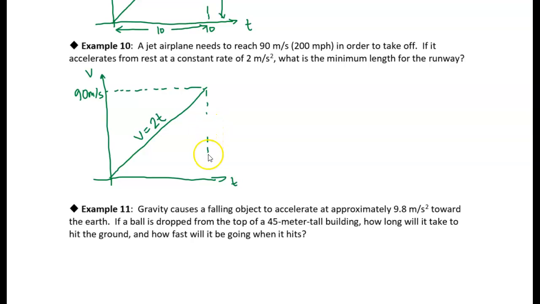Now, we could figure out how long it takes, right? Easy enough, because we know that the velocity is equal to 2 times the time. So we want a velocity of 90 meters per second, and that's equal to, I'll call this T final, 2T final. So that means that our final time, the time when we reach 90 meters per second, has to be 45 seconds. So that time there is 45 seconds.